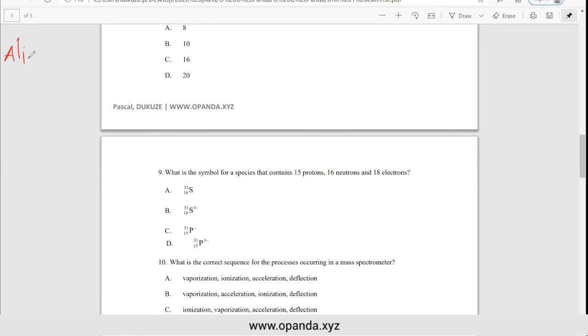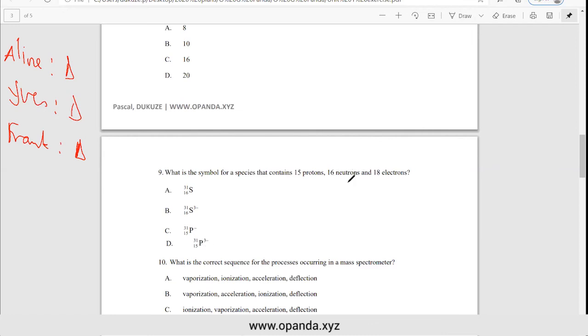We have a suggestion from Aline, and she has suggested D. We have a suggestion from Eve, who has also suggested D. And we have a suggestion from Frank. The suggestion is D. And now let us check.